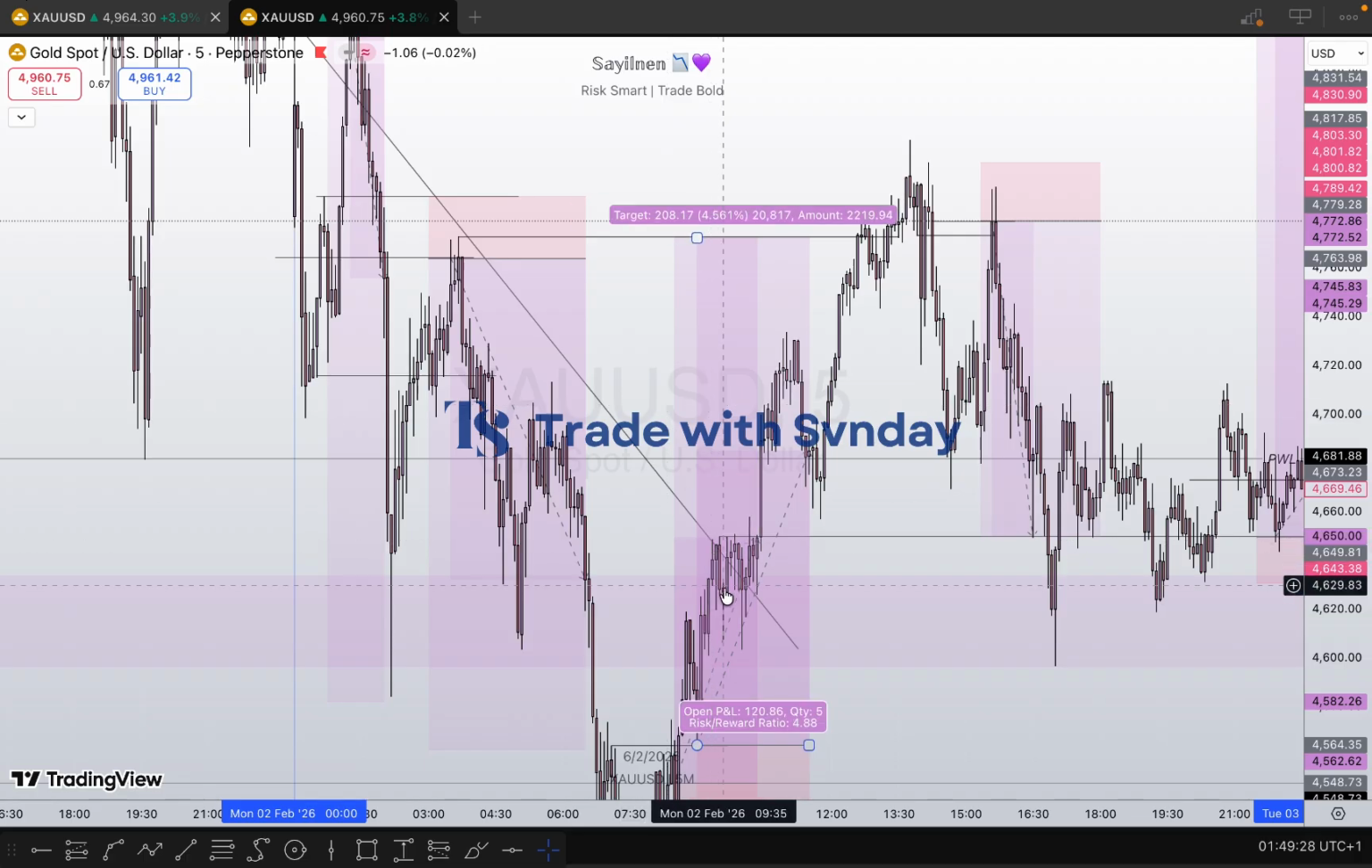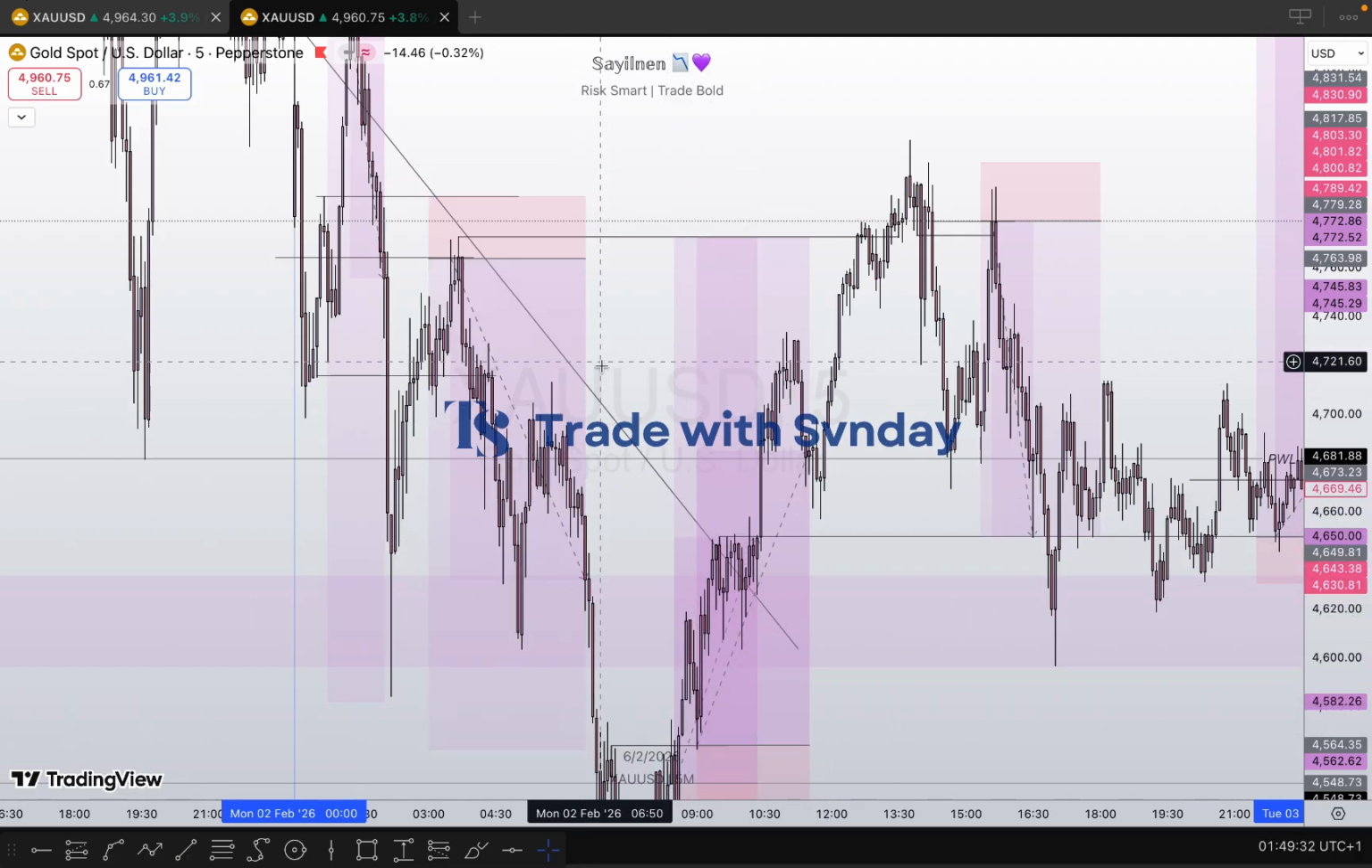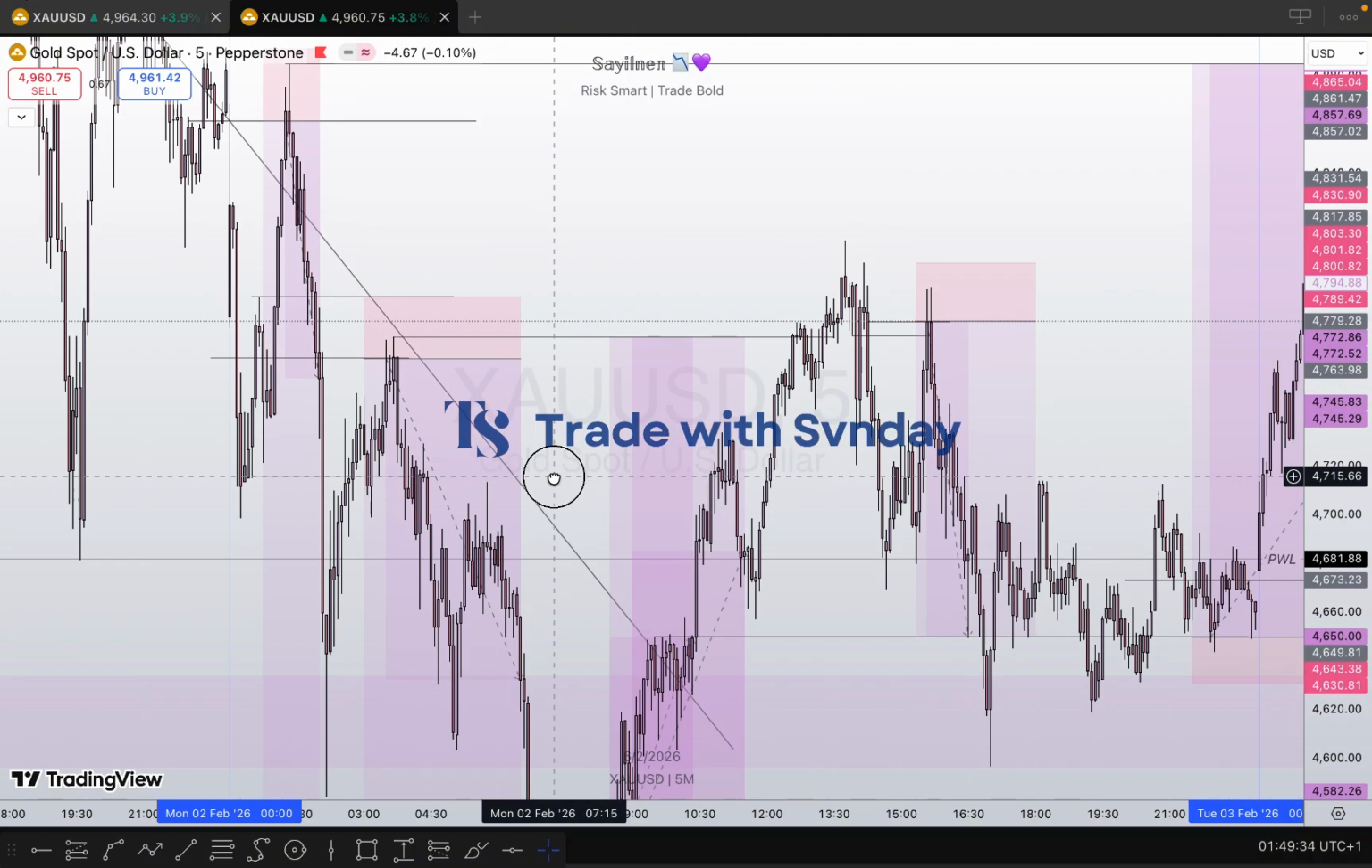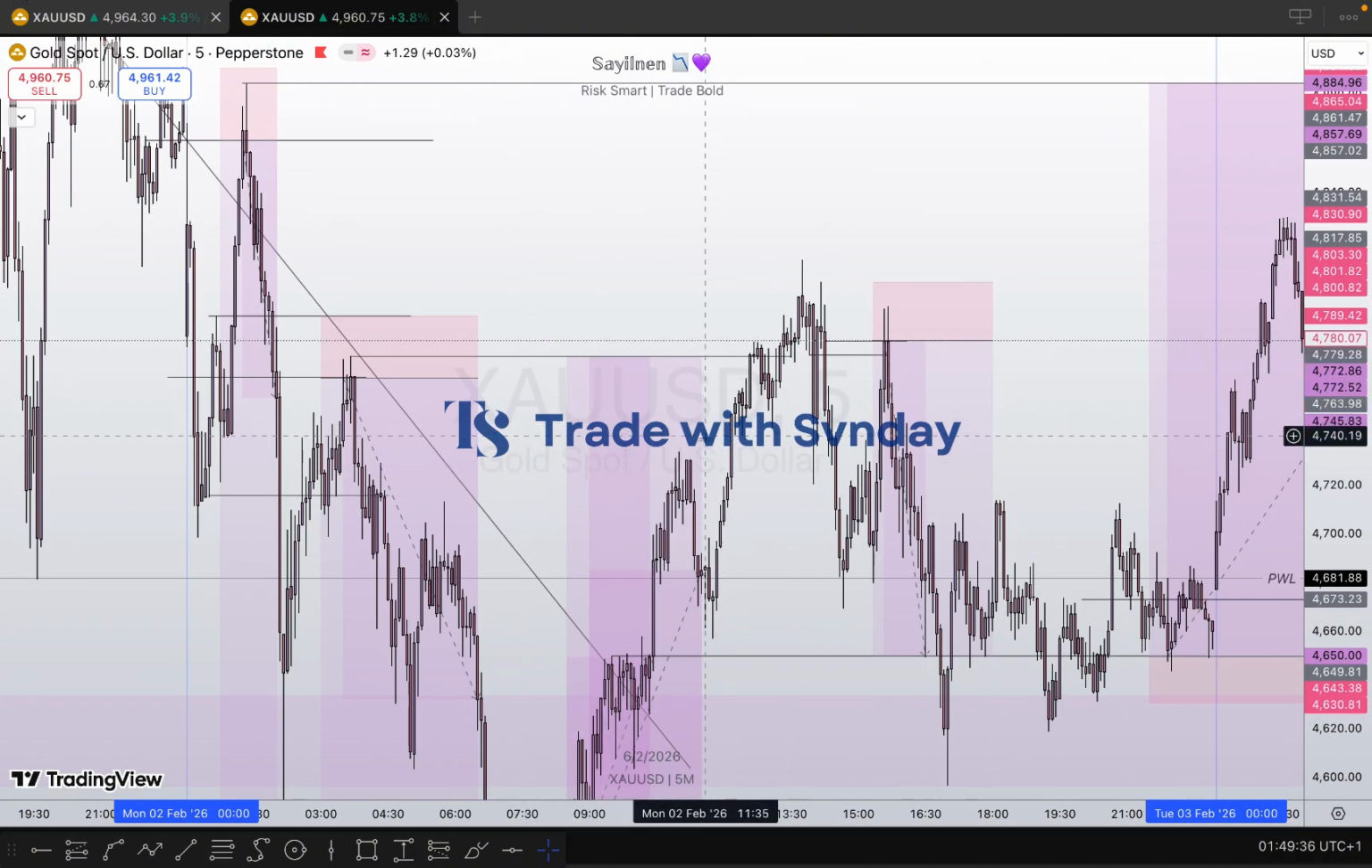But there you could see that this trade was what failed the breakout of this 15-minute bearish trend line, and it actually delivered the target level here at this point.